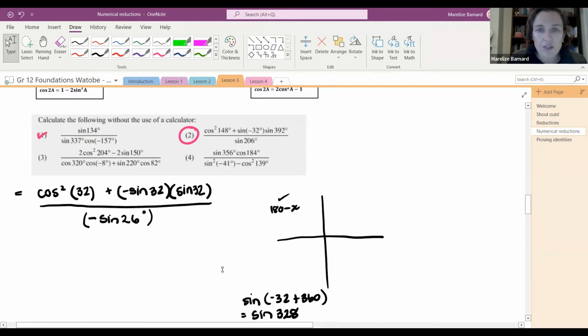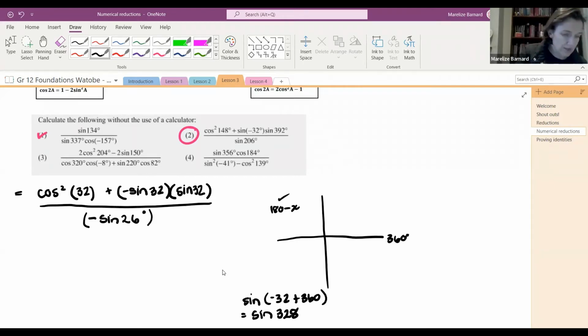Then sine of 392, that is actually greater than 360. So we go past 360, so we go 392 minus 360, that gives me 32. And that is in the first quadrant. If you are doing an angle that's bigger than 360, then you can just subtract 360 from it, and then you get what the actual angle is. In this case, it's just 32, and that's in the first quadrant. So we leave it as sine 32.